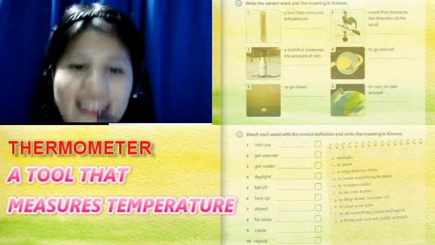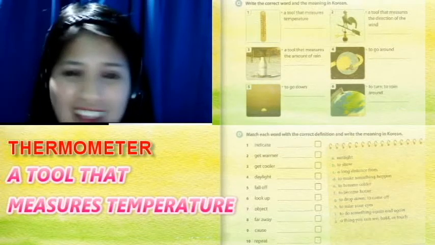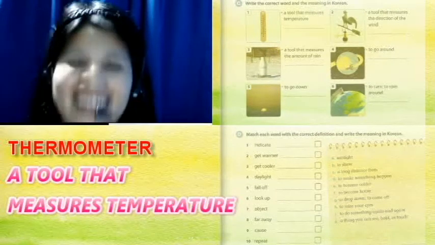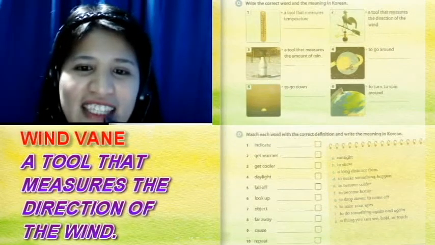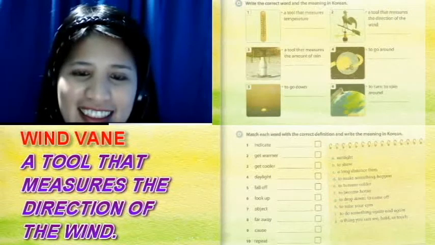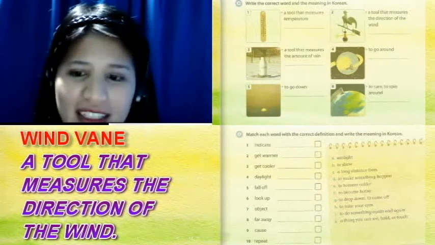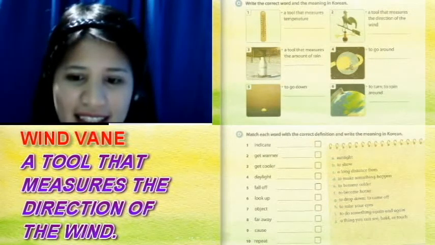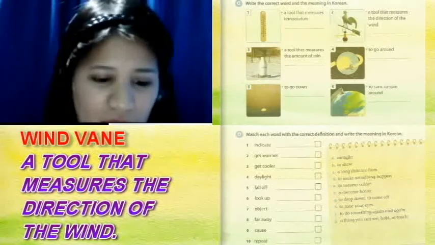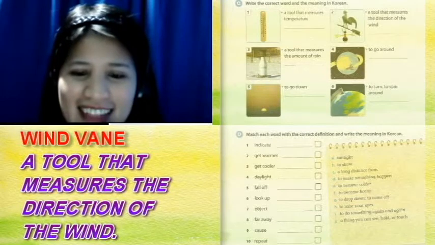Okay. How about this one? Do you know this one? No? Really? This one is a wind vane. Wind vane. Can you say it? Wind vane. Like this one. Can you see it? Very good.